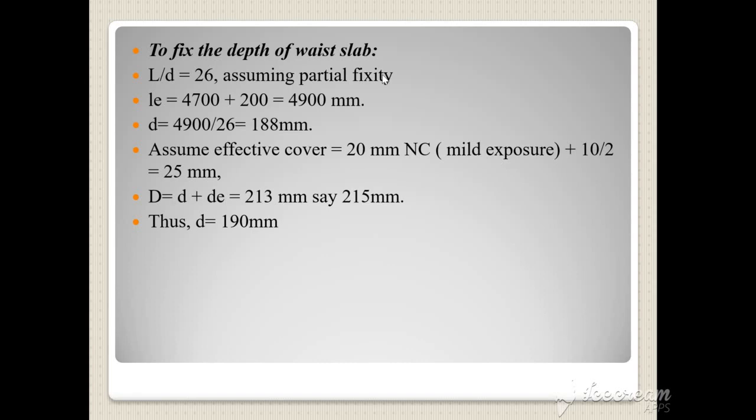Assuming partial fixity, the effective length is equal to 4700 plus 200 mm, the width of the wall, measured to the center of the wall. So 4.7 meter plus 0.2 meter is equal to 4.9 meter or 4900 mm. Then d is equal to L effective divided by 26, which comes around 188 mm. We assume an effective cover of 20 mm for normal or mild exposure, plus 10 by 2, the dia of the reinforcement used, which comes around 25 mm. So capital D, the overall depth, is equal to the effective depth plus this cover depth.